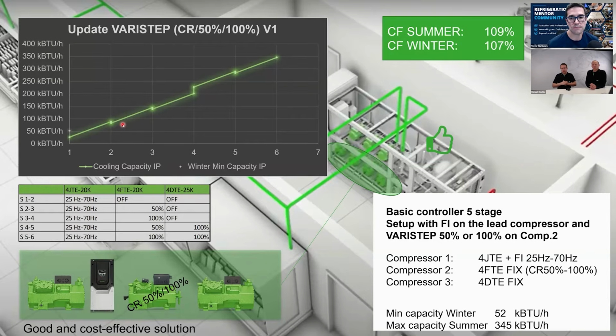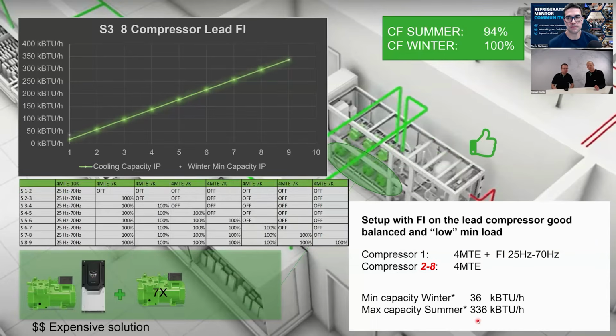However, in the winter, the system is not perfect now, because you cannot go down below 52 kBTU in this example. If you want to have a system with one variable speed drive that can manage below 40 kBTU, you have to select the 4 MTE compressor, which is roughly, not completely, half the displacement of the lead compressor before, but 3/4 of that.